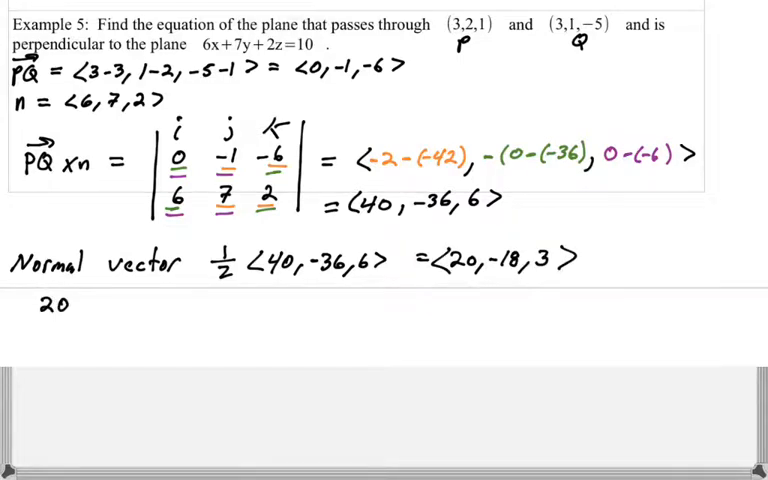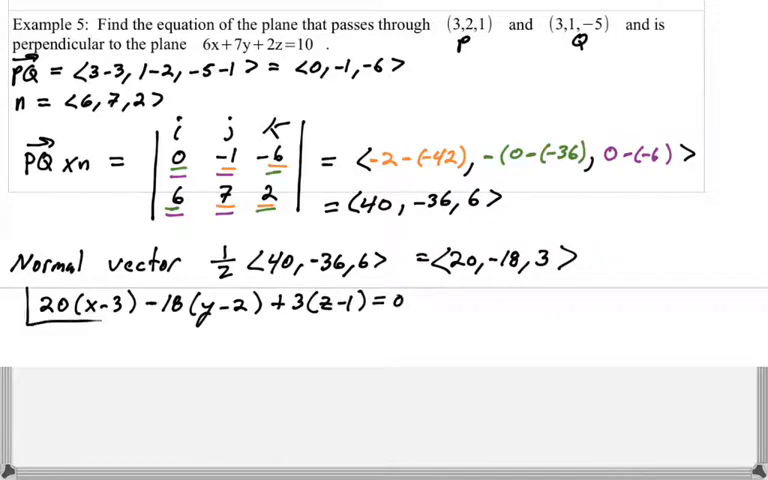Okay, so then now I'm just going to use one of my points, 3, 2, 1, or 3, 1, -5. I'm going to use 3, 2, 1. So it's going to be -20 times x minus 3 minus 18 y minus 2 plus 3 z minus 1, and that's going to be equal to 0.